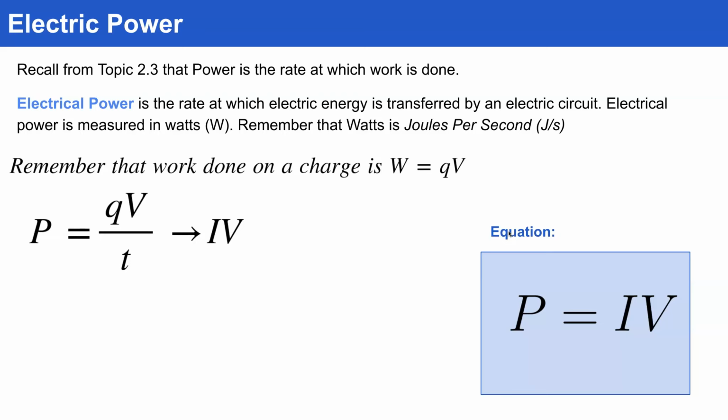Well, wait a minute. If work is Q times V, and P equals QV over t, work divided by time, well, is Q divided by t the current I? Wait a minute. That means power is current times voltage. Alright, power is current times voltage. It's good to memorize certain things, like work is Q times V, and power is work divided by time, and we know that Q over t is going to be I, so you get I times V, so power is I times V.